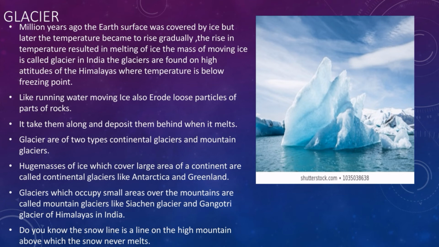Huge masses of ice which cover a large area of a continent are called continental glaciers, like Antarctica and Greenland. Next is the mountain glaciers. Let's know about it. Glaciers which occupy small areas over the mountains are known as mountain glaciers, for example, Siachen Glacier and Gangotri Glacier of the Himalayas in India. So, glaciers are of two types. We have to learn this. One is continental glacier and the second is mountain glacier.